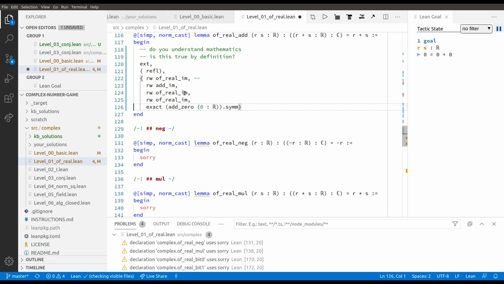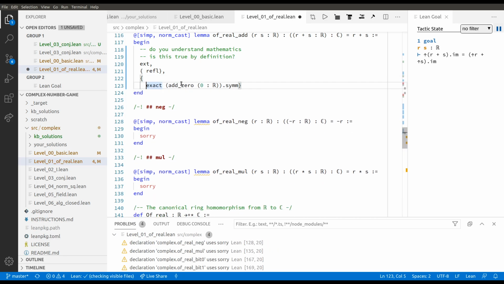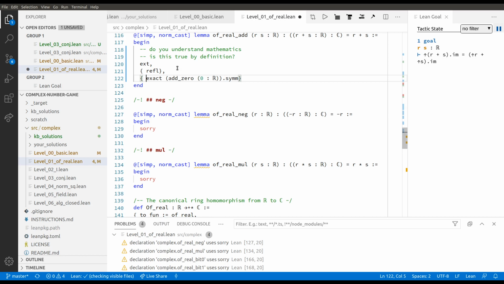So now we can get rid of all of these if you like. There. So there's the proof. The real parts are equal by definition because they're both r plus s. But the imaginary parts are not equal by definition. They're equal because 0 equals 0 plus 0. But you see, it's nicer to do it with the simplifier, right?